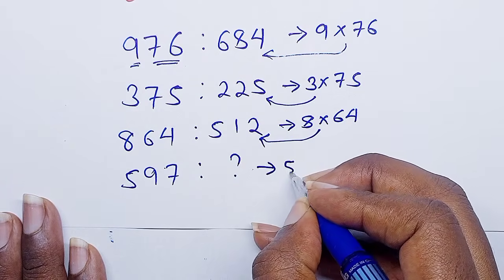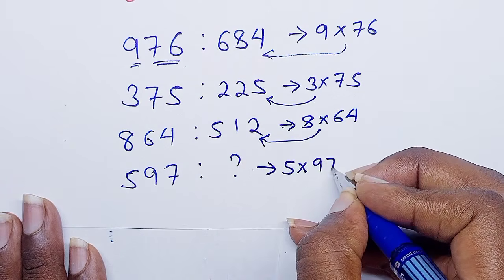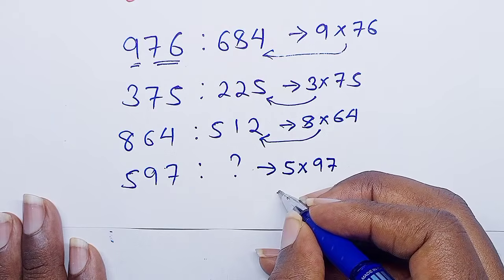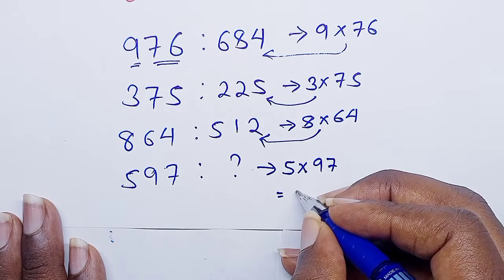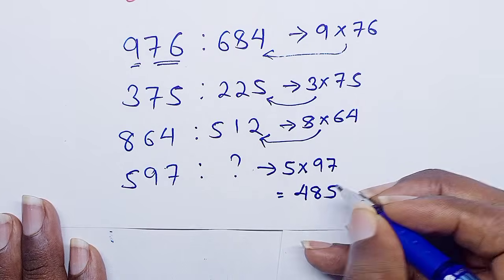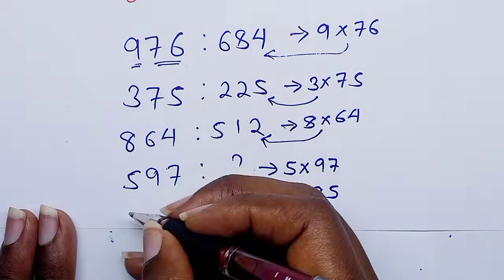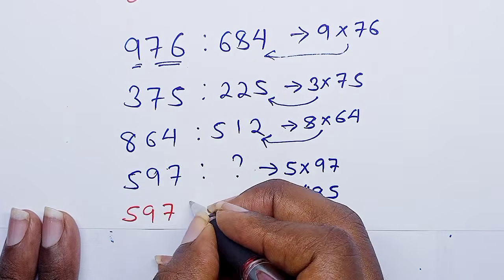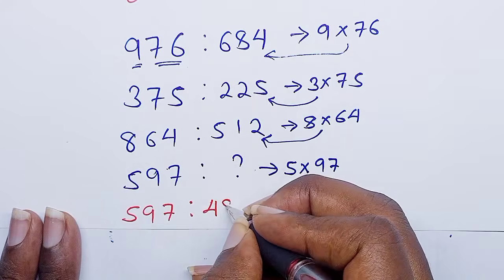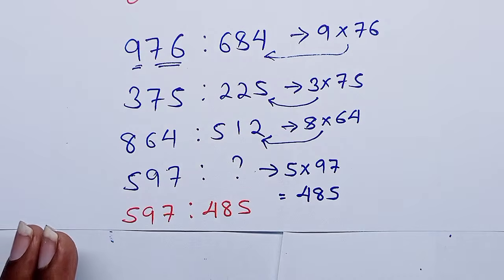So we shall have 5 times 97. Now 5 times 97 is equal to 485. Therefore, 597 is to 485.